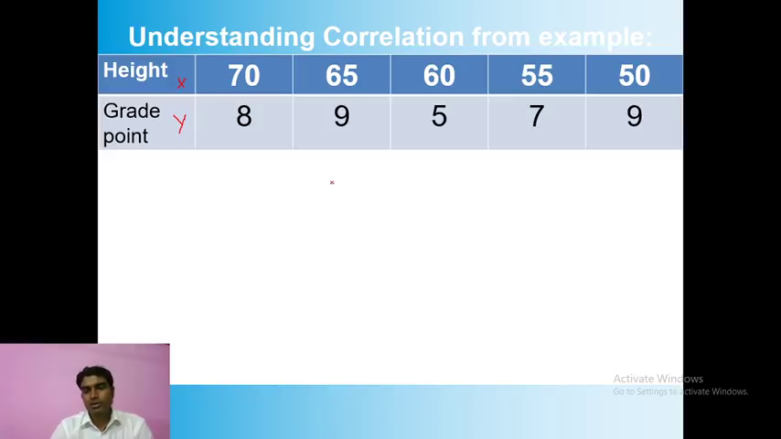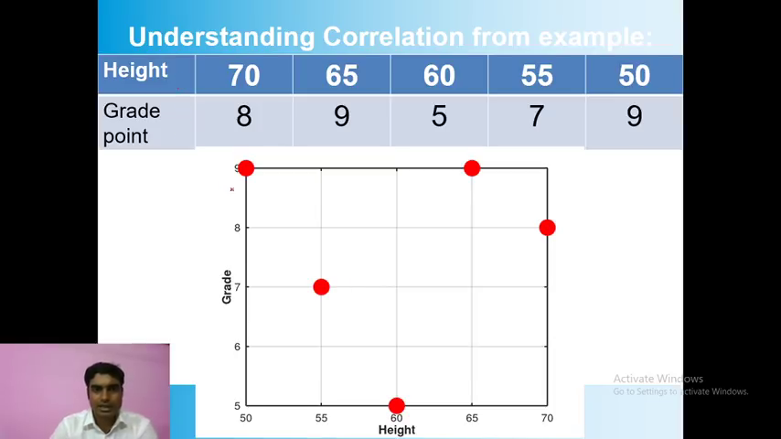Now, what happens if I draw this xy data in an xy plane? For the first variable, 70 and 8, this is the first point, and next one 65 and 9, this one, then 65 here, 55 and 7 here, and 59 here. I cannot see any sort of pattern between these variables x and y. If I increase one variable, let's say x, I cannot see whether y is also increasing. So there is no such pattern.